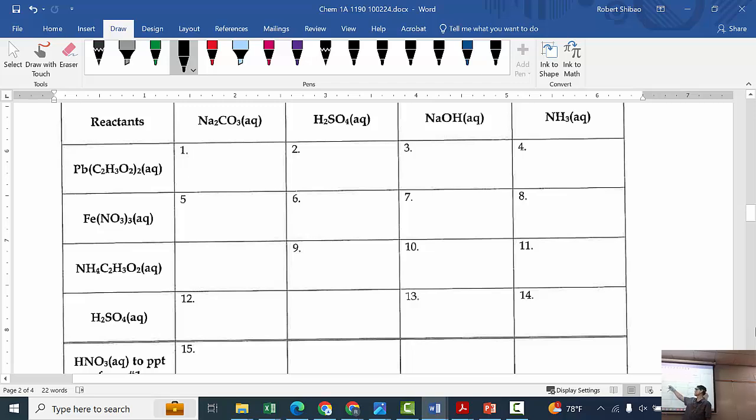But it looks like no reaction again. But I'm going to smell this one. And this one smells a little bit like ammonia. Oh, was that the sodium hydroxide? Yeah. It smells a little bit like ammonia. Well, ammonia smells like ammonia.